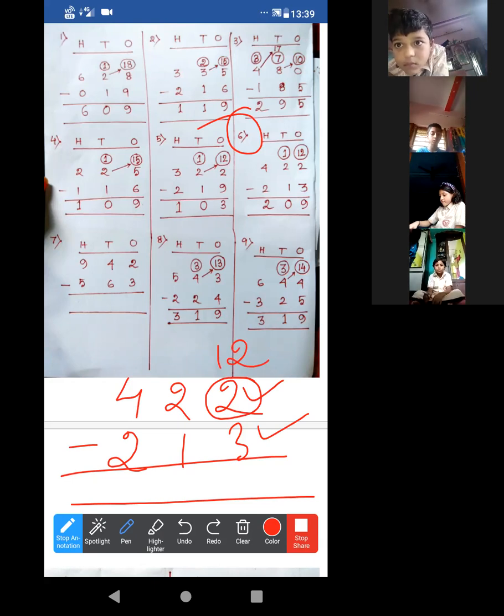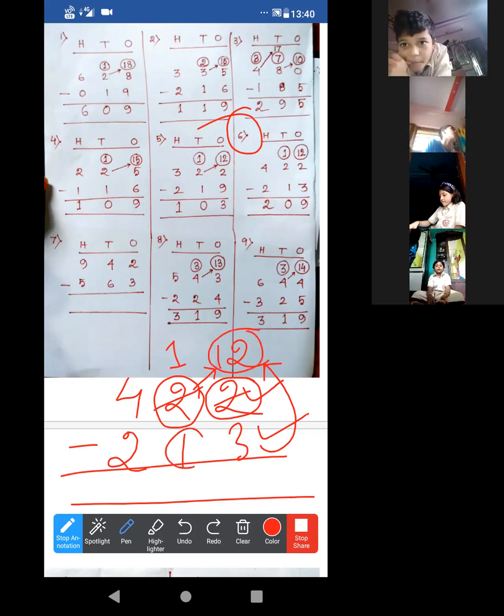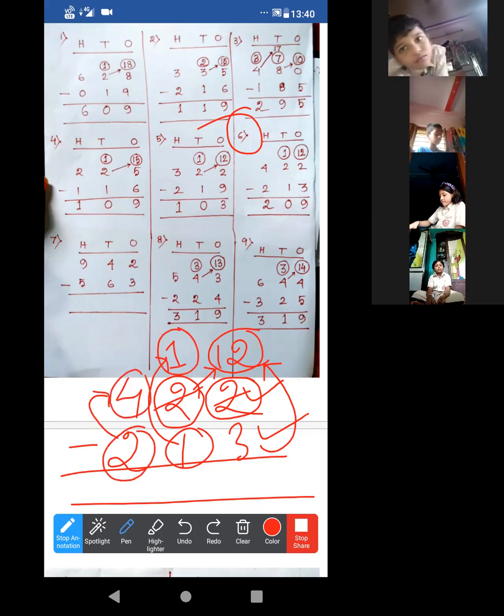Now we have borrowed 1 from this 2, so this 2 will also be becoming 1. Now normal counting. After 3, start counting till 12. Then after 1, start counting till this 1. Then after 2, start counting till this 4. Okay. So what will be the answer?